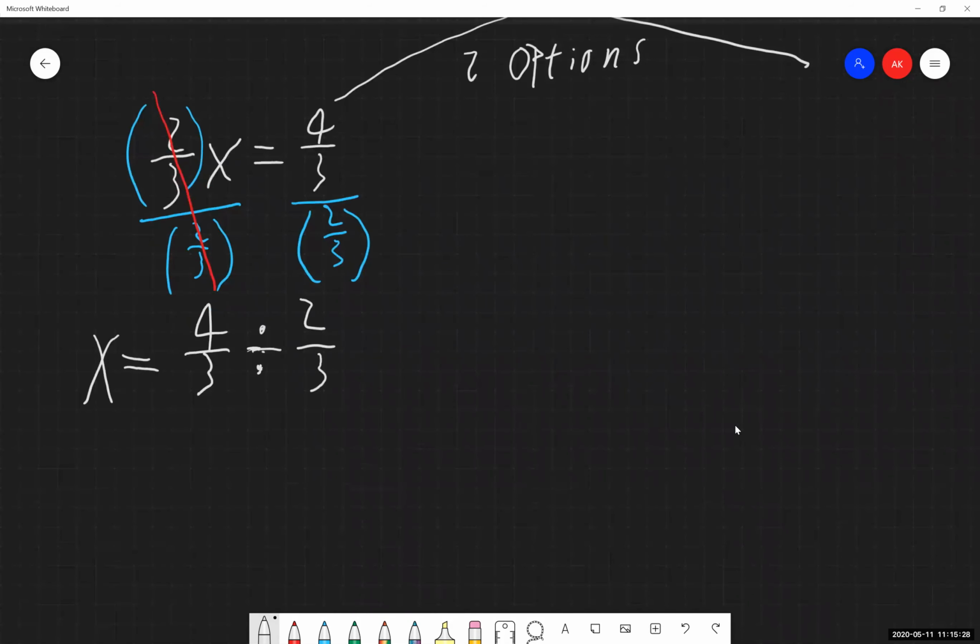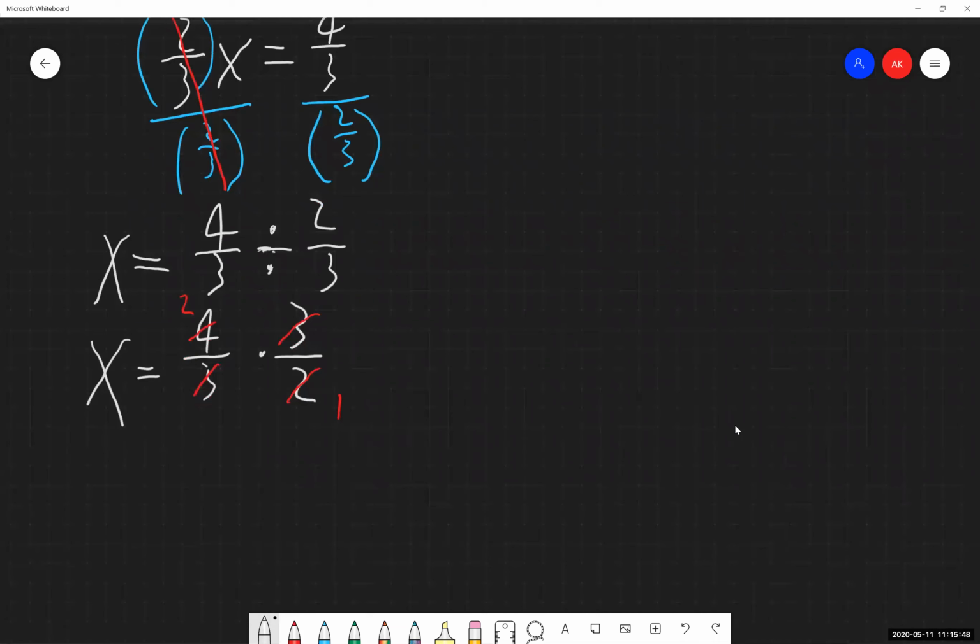And now I'm going to rewrite this thing as multiplication. We flip the second fraction and multiply. I can cross cancel the 3's. I can simplify the 4 and the 2. And I'm going to get x equals 2 for my final answer. Okay. Again, there's nothing wrong with this method. It gets us the correct answer.